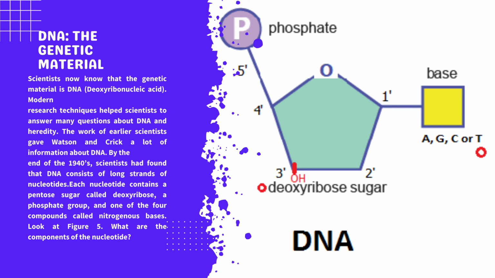Next, we have DNA, or the genetic material. DNA contains long strands of nucleotides. Each nucleotide contains a pentose sugar called deoxyribose, a phosphate group, and one of four compounds called nitrogenous bases. In the picture, the bases are adenine, guanine, cytosine, and thymine.